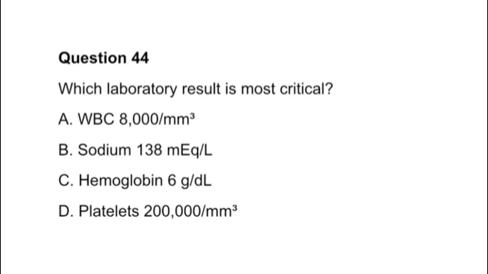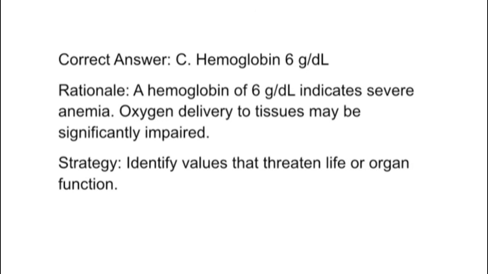Question 44. Which laboratory result is most critical? A. WBC 8000/mm³. B. Sodium 138 milliequivalent/L. C. Hemoglobin 6 g/dL. D. Platelets 200,000/mm³. Correct answer, C. Hemoglobin 6 g/dL. Rationale: a hemoglobin of 6 g/dL indicates severe anemia. Oxygen delivery to tissues may be significantly impaired. Strategy: identify values that threaten life or organ function.